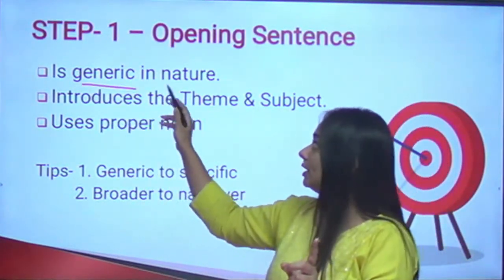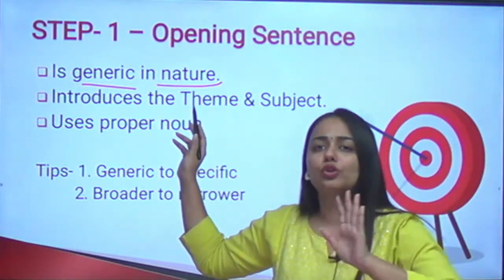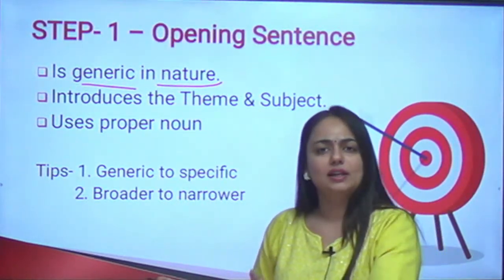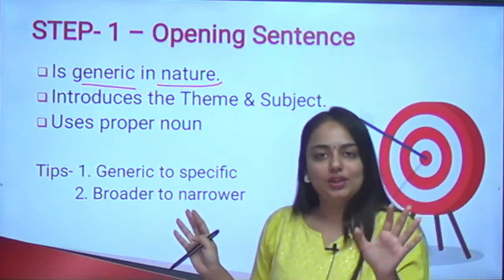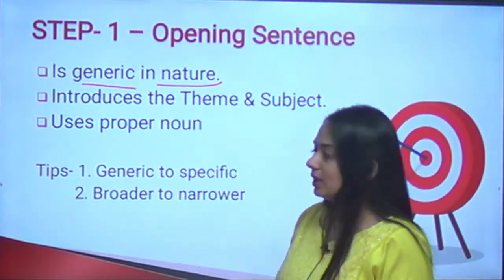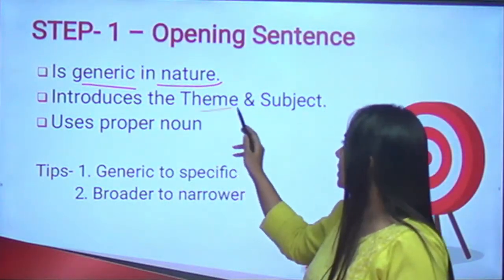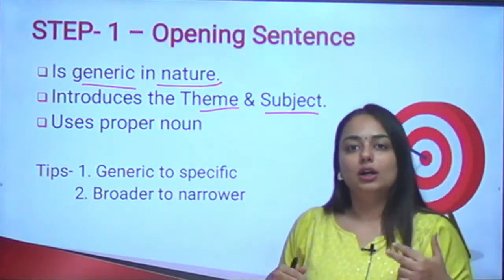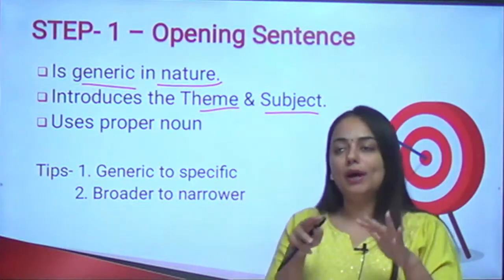It will be generic in nature. After reading it, you would not feel that something should be preceding it, that you're not able to understand. So this one will make you understand what you're going to study about. So it's generic in its sense. It introduces the theme and the subject of that whole paragraph.